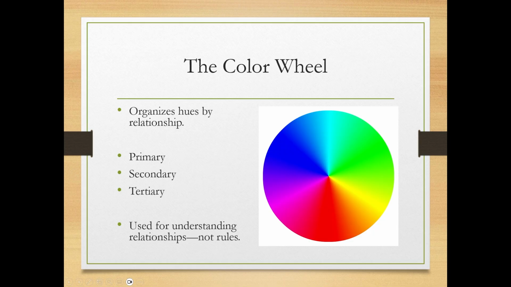When we talk about the color wheel, its main purpose is to organize hues by relationship. And it gives us this idea of secondary, primary, and tertiary colors. And I said that in the wrong order accidentally, but you guys get the point.